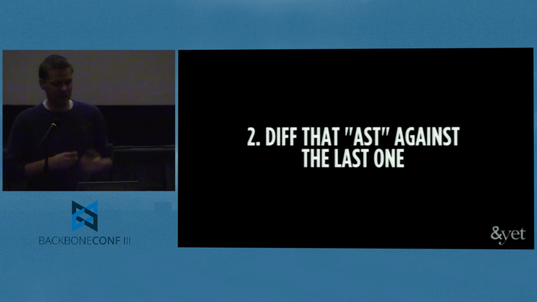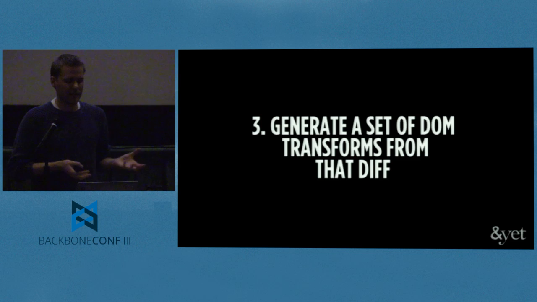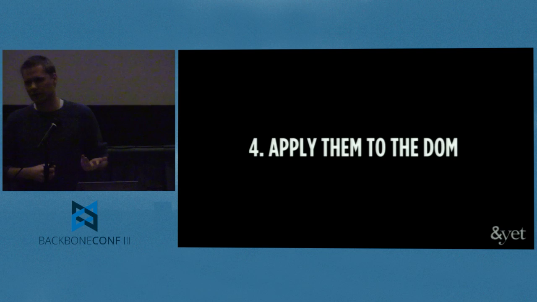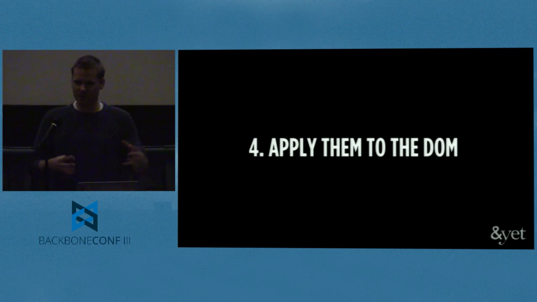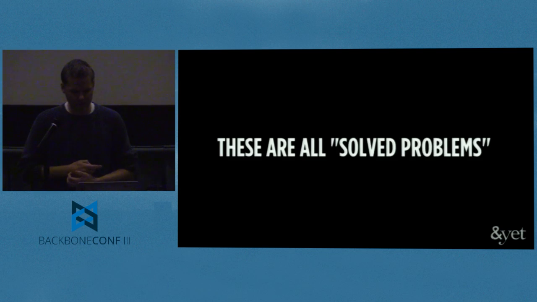You then have to diff that AST, that abstract syntax tree, if you're not familiar with that, against whatever the last one was, conceptually, or against the DOM. And then you have to generate a set of DOM transformation functions from that diff, and then apply them to the DOM. So conceptually, those are the steps necessary to do this, right?